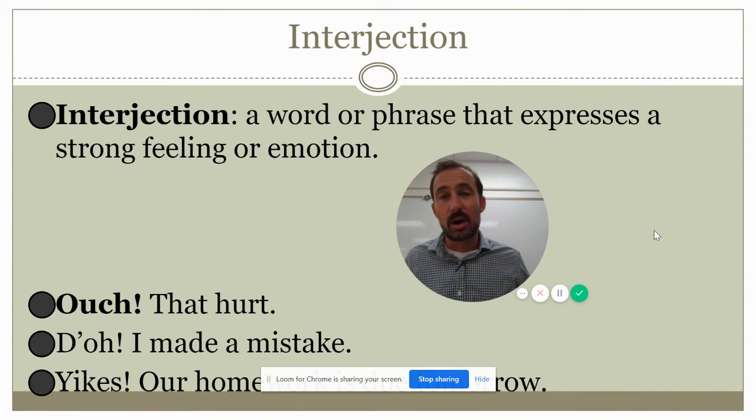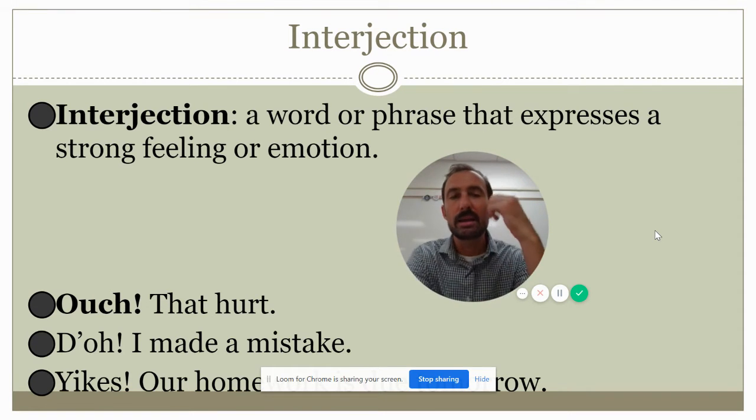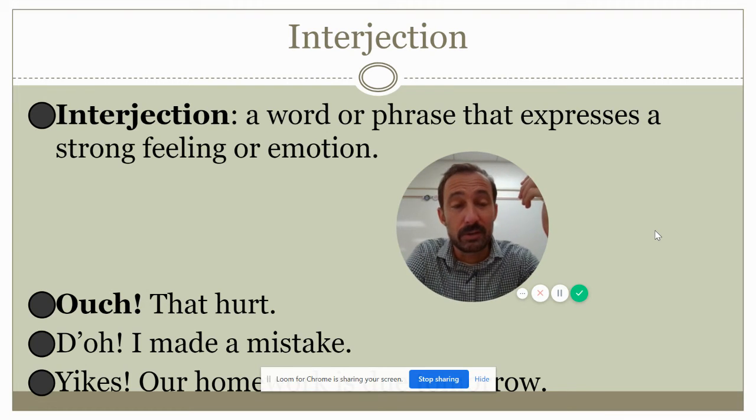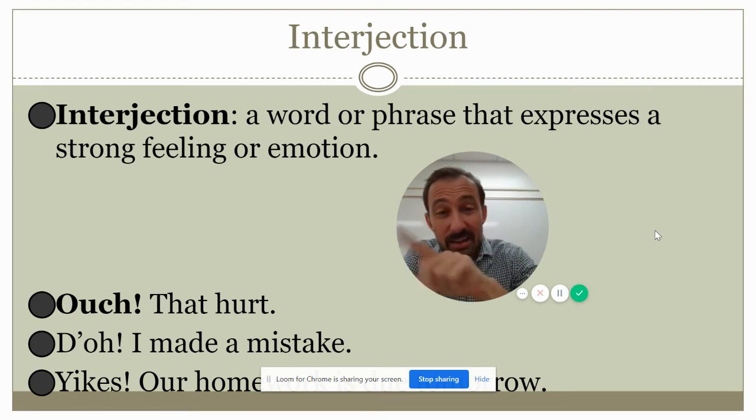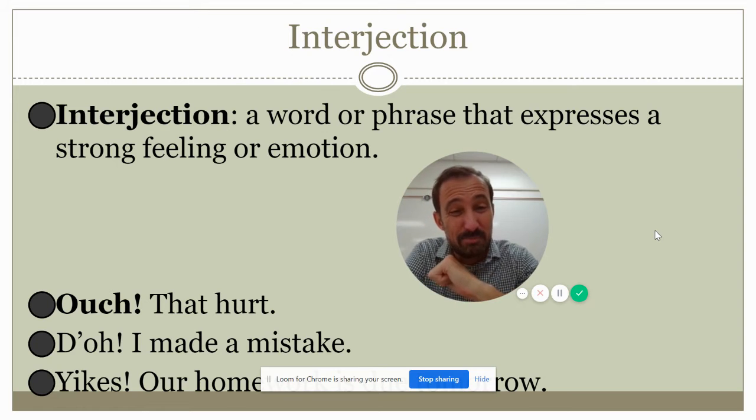Interjections are small little things. Usually we see these in fiction type writing. Usually this is a word or phrase that expresses a strong feeling or emotion. Okay. Ouch, that hurt. That little ouch with the exclamation point is your interjection.